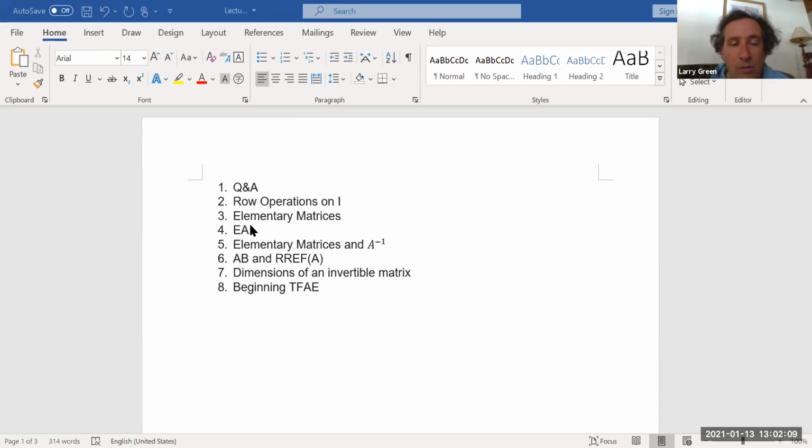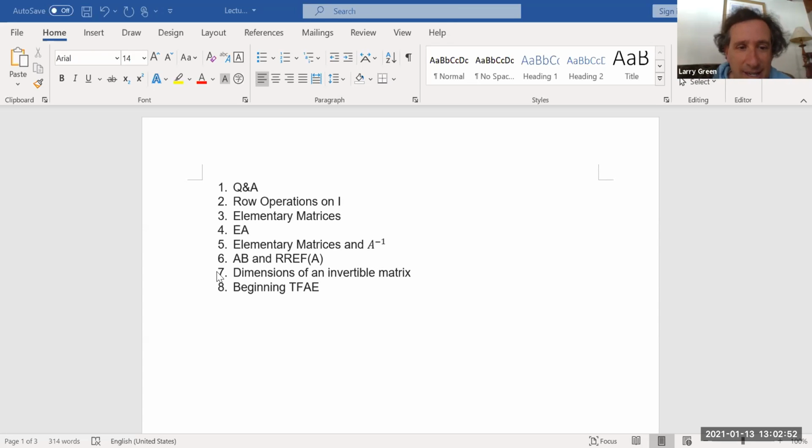Then we'll define what an elementary matrix is, and that comes right from what number 2 is doing. After that, we'll talk about what happens when you multiply an elementary matrix by any old matrix, and we'll see that it's very revealing and helpful. Then we'll compare elementary matrices with what happens when you take an inverse of a matrix, so we'll look at elementary matrices and A inverse.